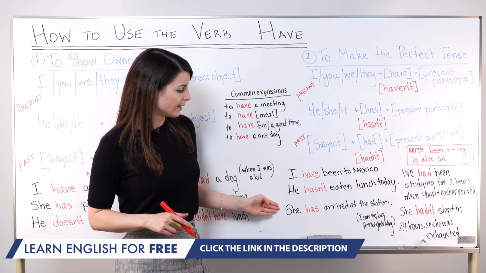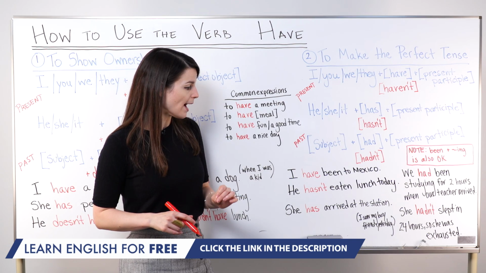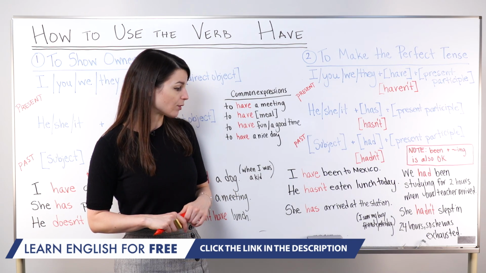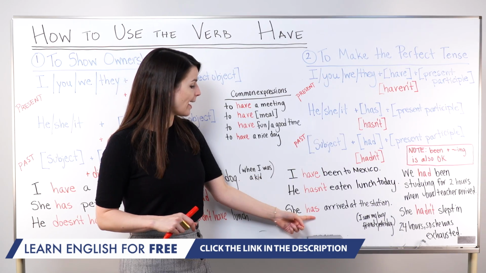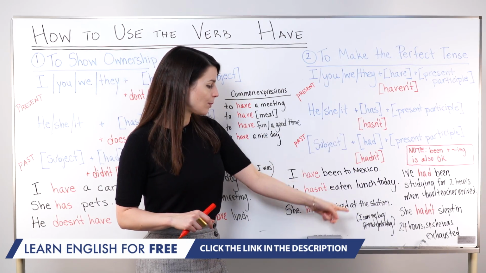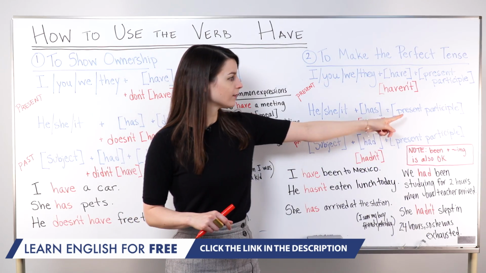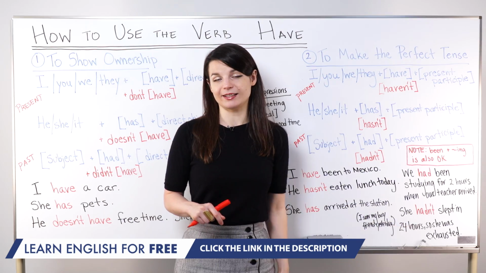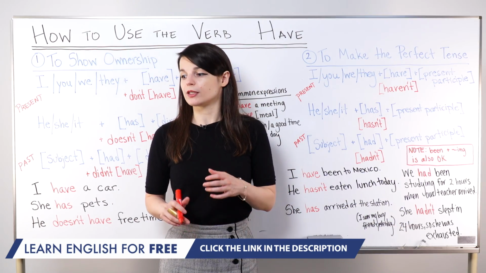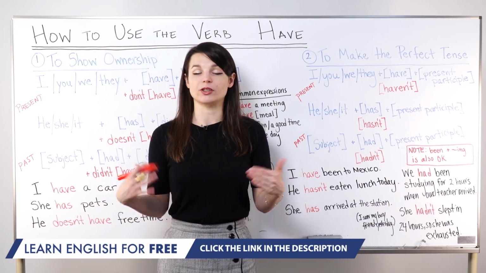Finally, the last example here, she has arrived at the station. My subject is she. I'm using has as my helping verb, and my present participle, arrived, follows. She has arrived at the station in this case. So we could use this to maybe talk about someone's travel plans.